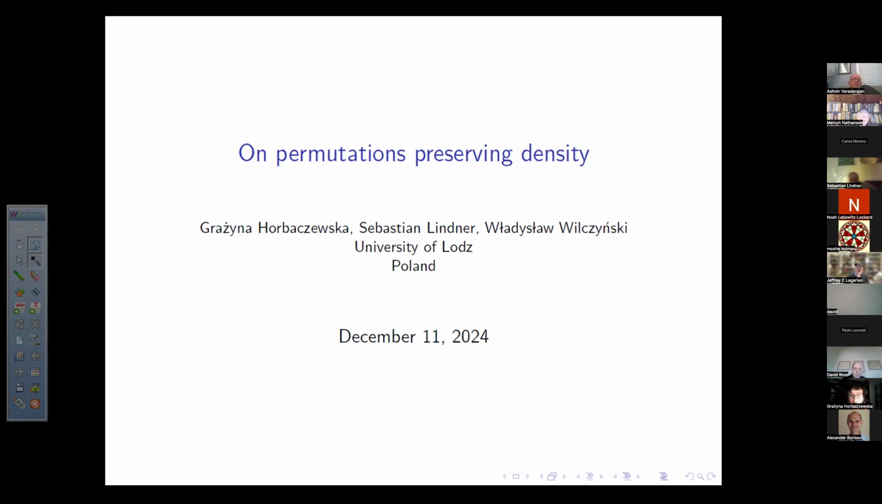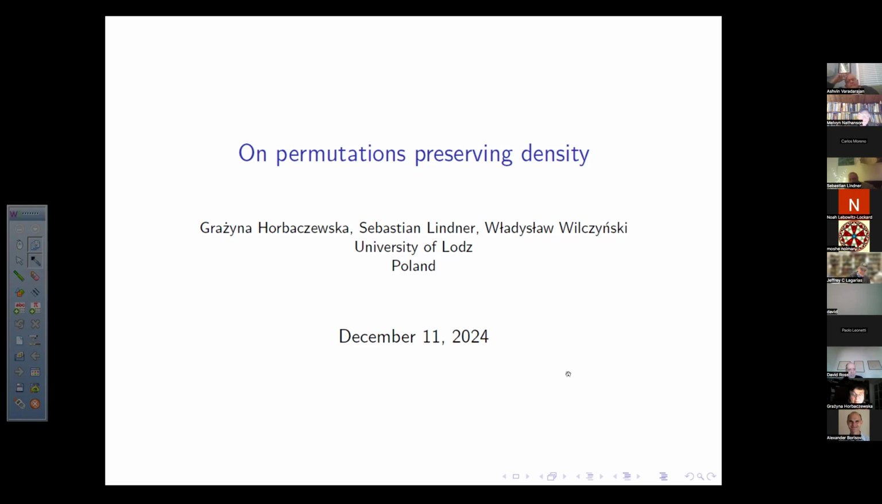Our group in Łódź, me and Sebastian Lindner and Władysław Wilczyński, we are not specialists on number theory. We have just noticed some facts, trying to solve a problem from the Scottish book. Thinking about this was very interesting for us. Of course, it would be much nicer to find a solution. But at the moment, I can present here only a kind of survey on this topic, our attempt, our attitude to this, some examples. So let's start.